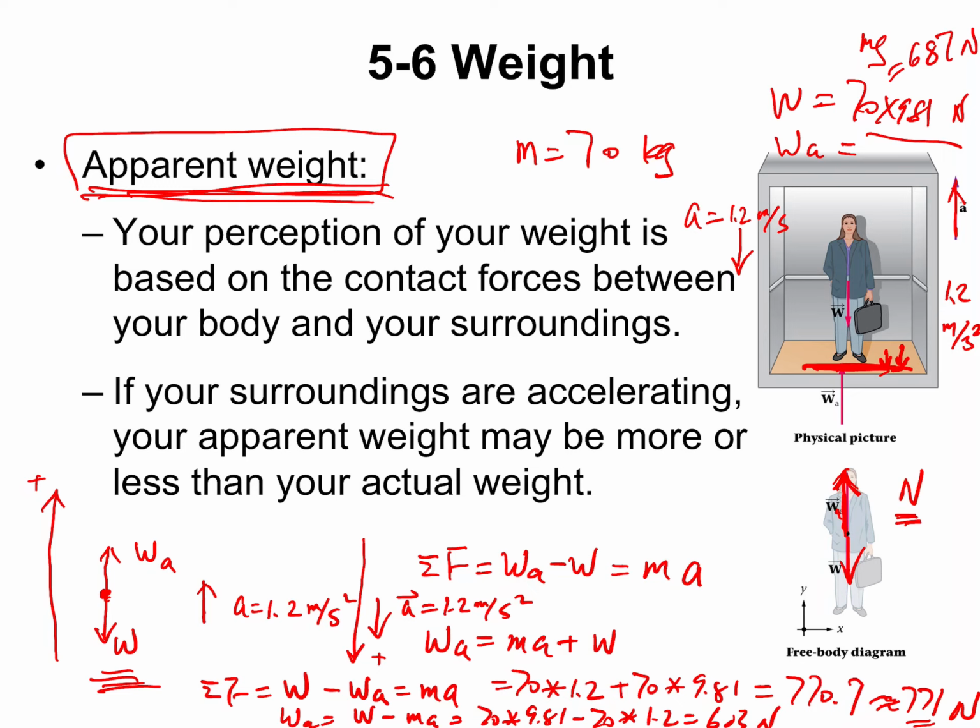You see, apparent weight is different when you are in a different scenario, right? So if you are in an elevator moving with a constant velocity, which means A equal to 0, then the apparent weight is your weight. Okay, and if you are in a different environment, the apparent weight is different.